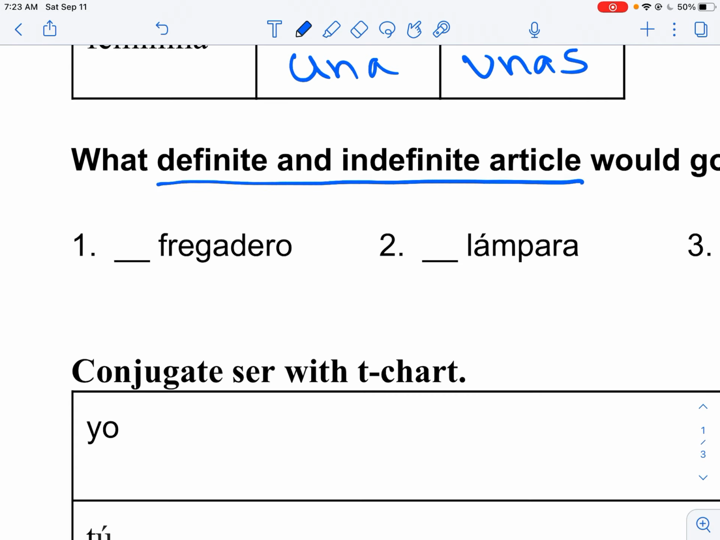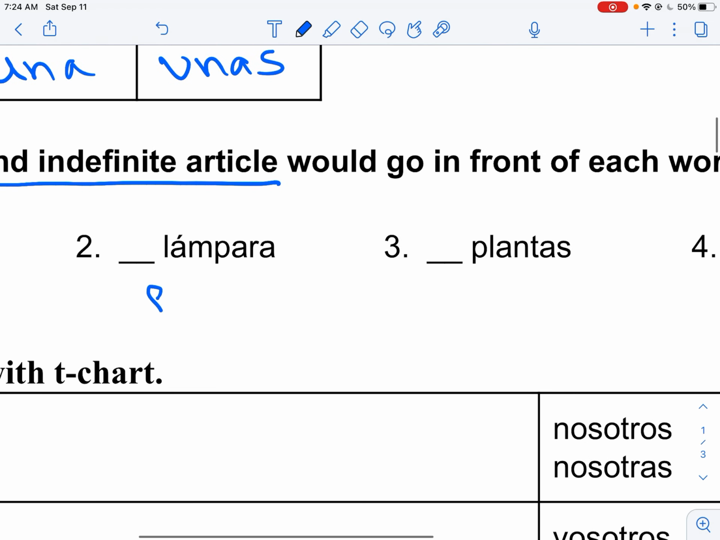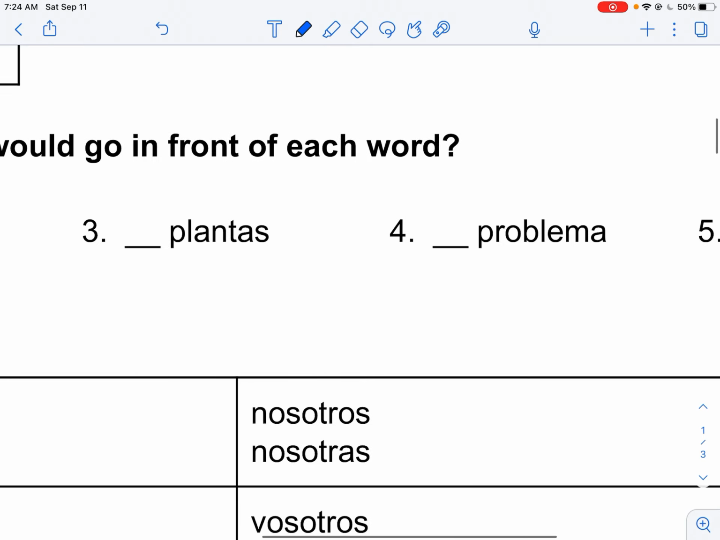Now, some of you messed up on this part because it asks for the definite and indefinite article, and on the formative, it said to put a comma in between. So, I'm looking at this. This is masculine, and it's singular. So, I would put el, comma, un. This is feminine, singular. So, it would be la, comma, una.